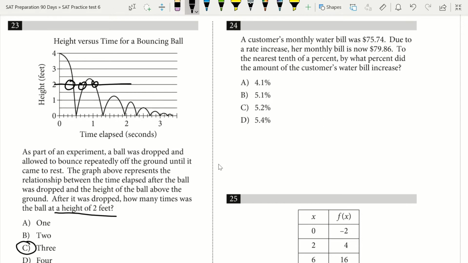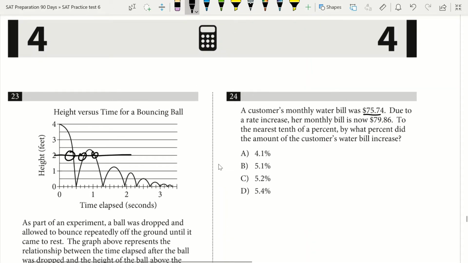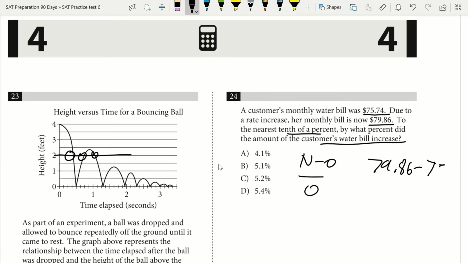All right, number 24. A customer's monthly water bill was $75.74. Due to a rate increase, her monthly bill is now $79.86. To the nearest tenth of a percent, by what percent did the water bill increase? Okay, we're going to use new minus old over old. Our new price is 79.86. Our old price was 75.74. We divide by our old price of 75.74. Okay, plug this in our calculator, see what we get.